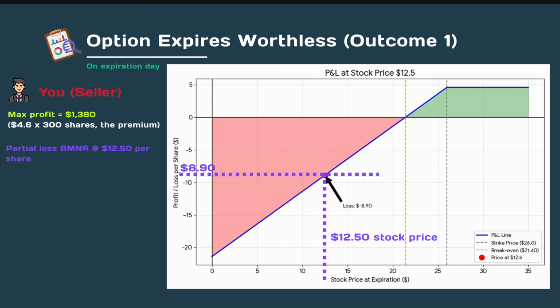And since we sold 3 options, which is 300 shares, we have a partial loss of $2,670. So either we look at the P&L diagram directly or we do a little bit of mental math.